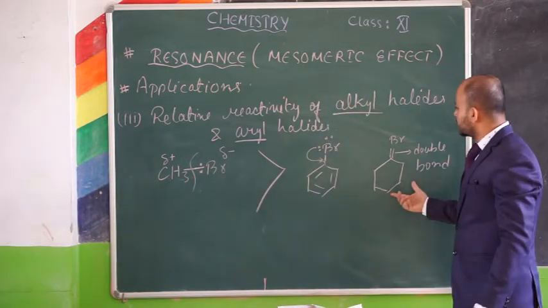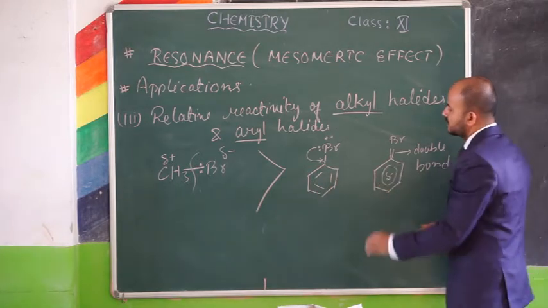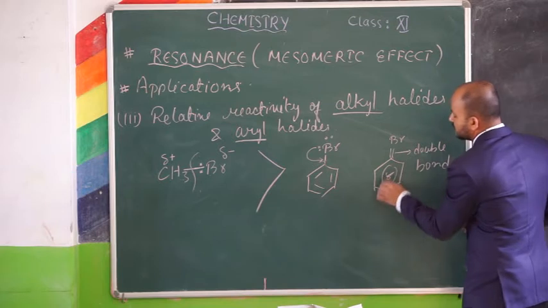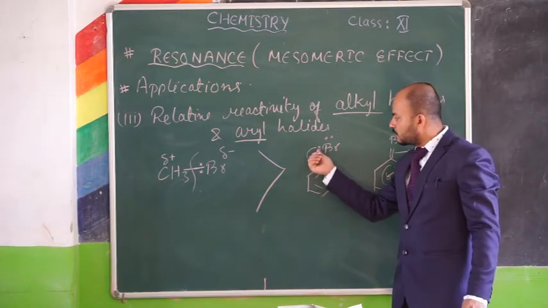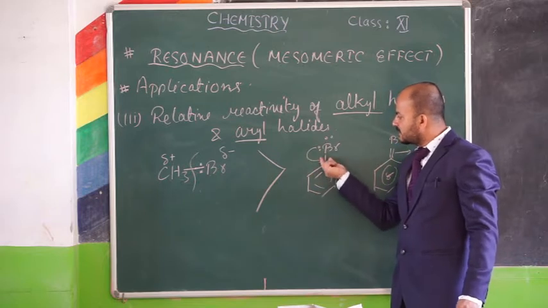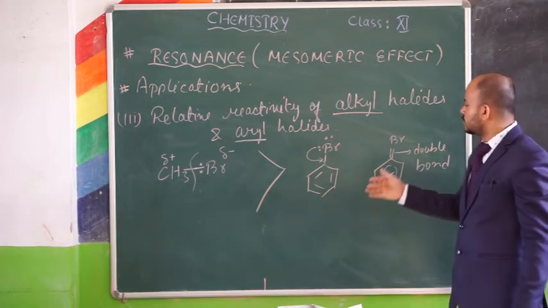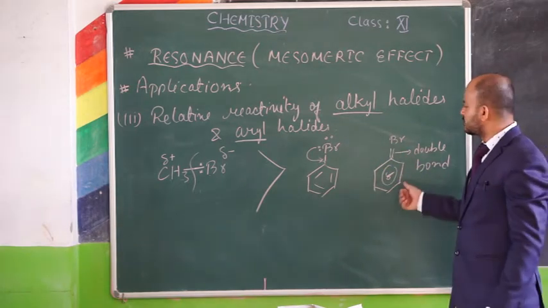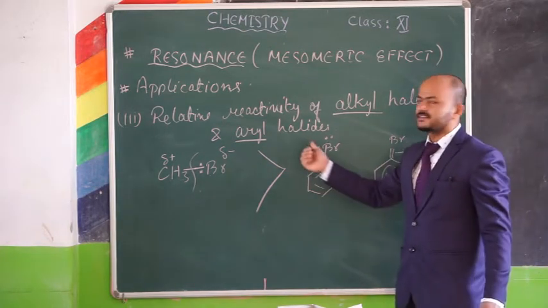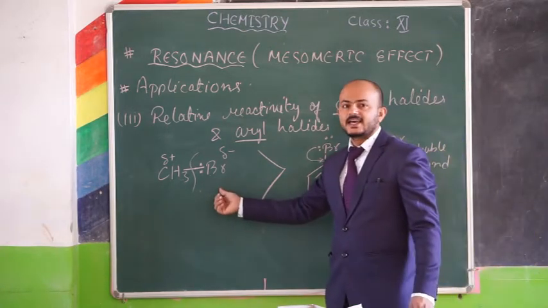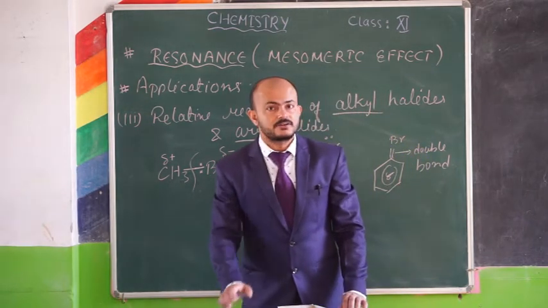But in this case, here you have some delta negative charge. Now here, not delta, this is a negative charge. Because of resonance of the lone pair of bromine inside the benzene ring, this bond is no more a single bond, it is a double bond, and it is very difficult to break the double bond. Hence, its reactivity is less. Aryl halide reactivity is less compared to the alkyl halide. So these were the three main important applications of resonance.